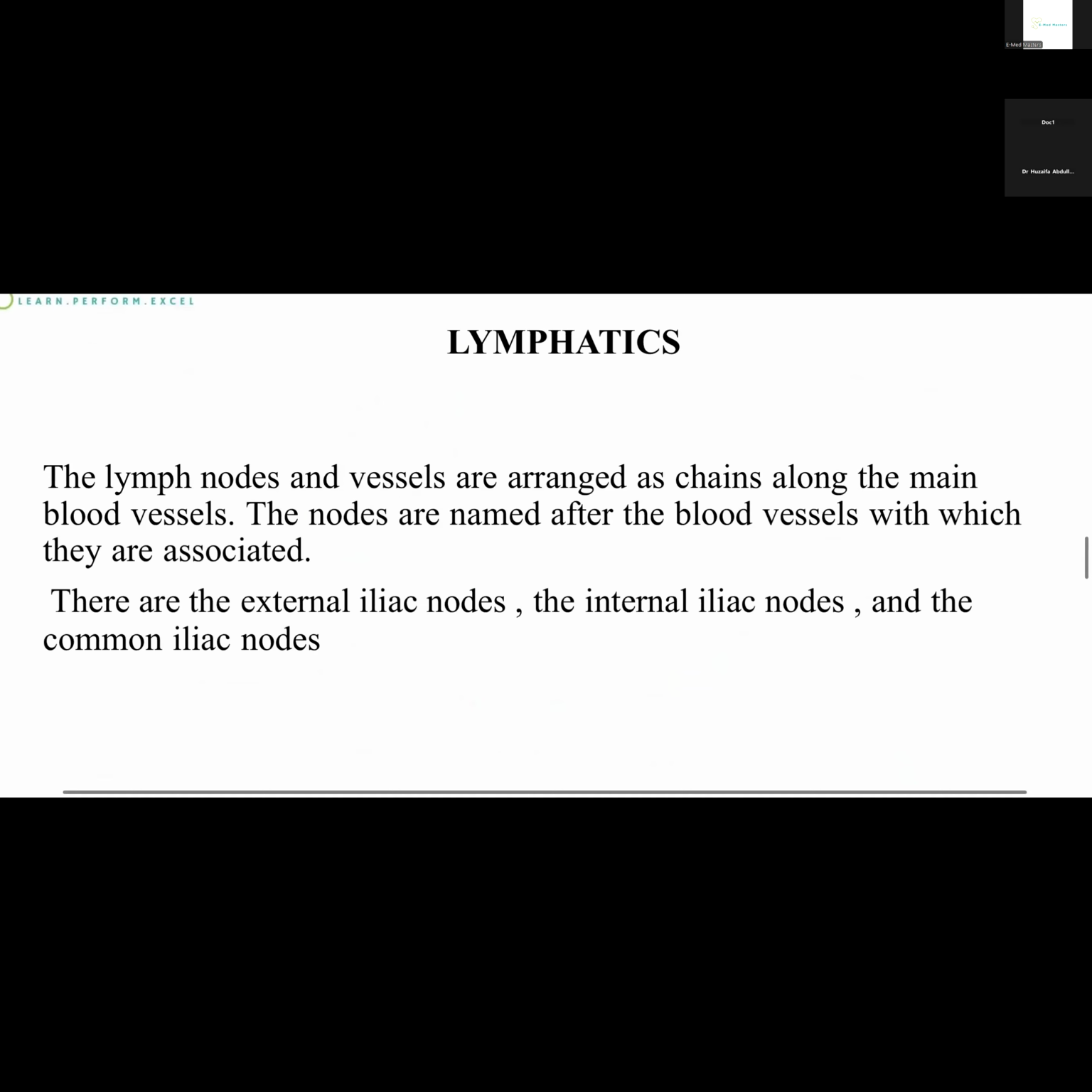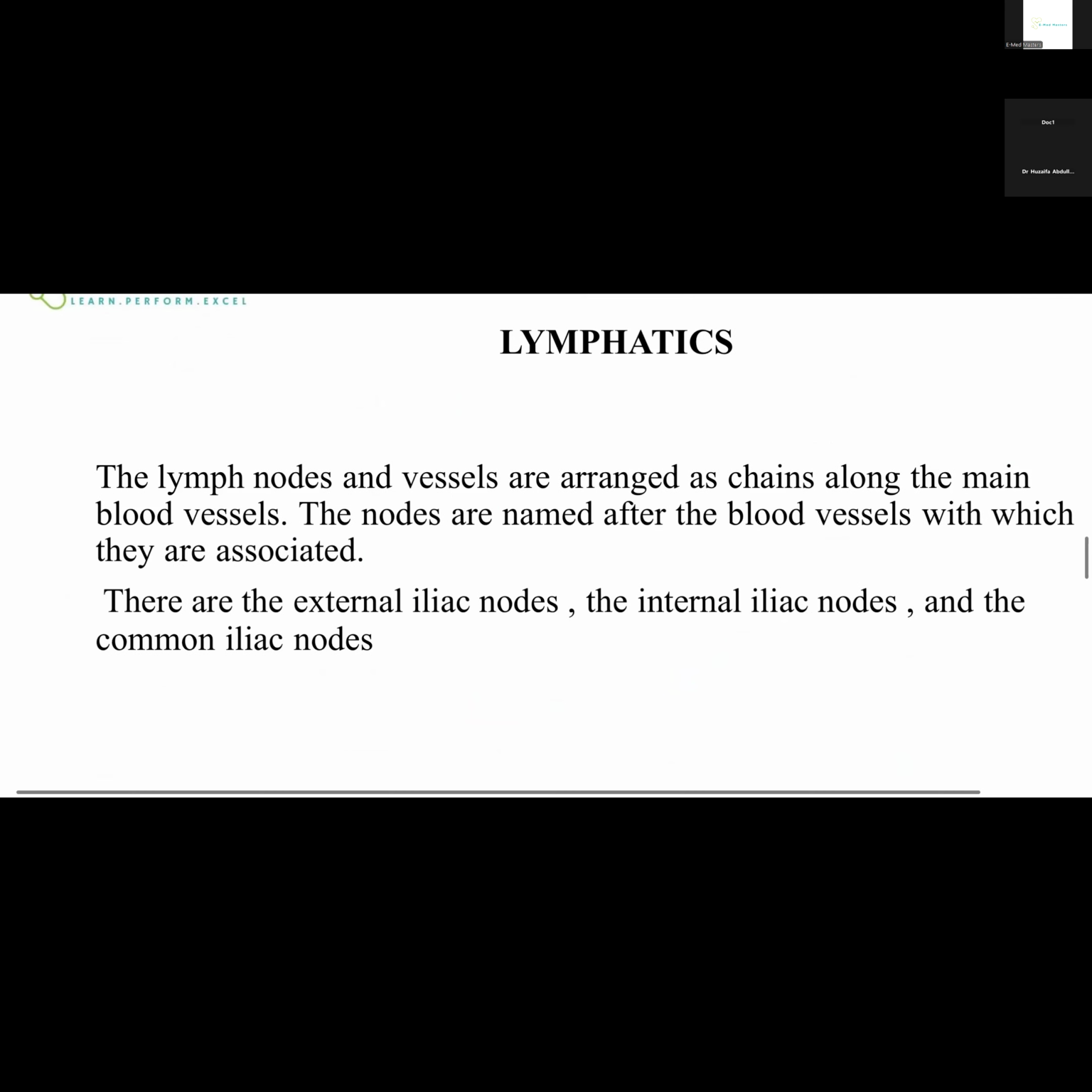Lymphatics is the most important part, as most of the MCQs came from this topic. First, remember that lymph nodes and vessels are arranged as chains along the main blood supply. So they are named according to the main blood vessel, such as para-aortic lymph nodes, internal iliac lymph nodes, external iliac lymph nodes, and common iliac lymph nodes. This is the most important point, and the easiest way to remember these lymph nodes is according to the name of the blood vessels. For example, the ovaries are supplied by the ovarian artery, which is a branch of the aorta, so the lymph nodes must be para-aortic lymph nodes.